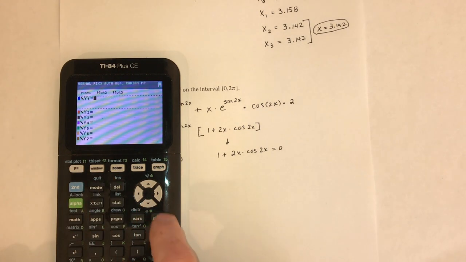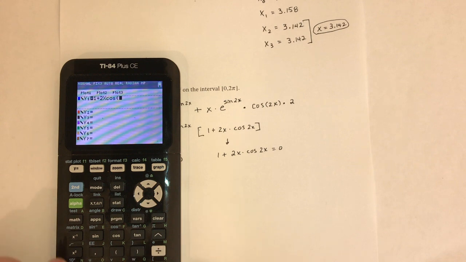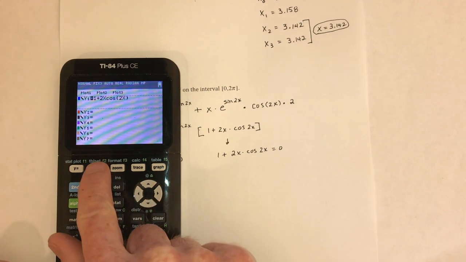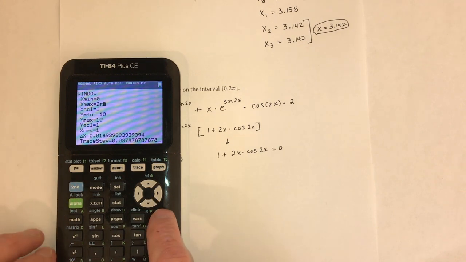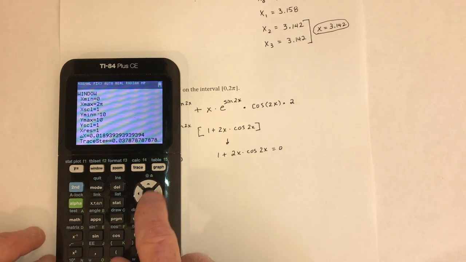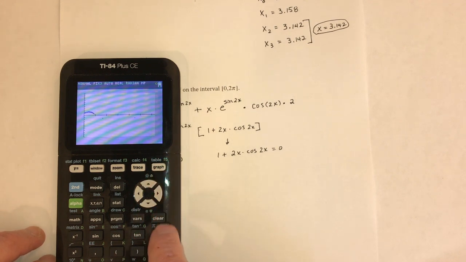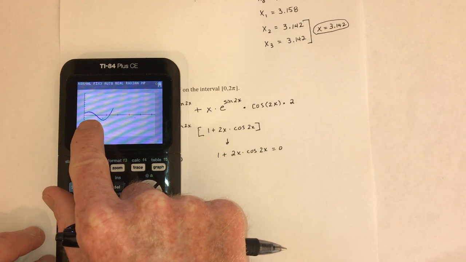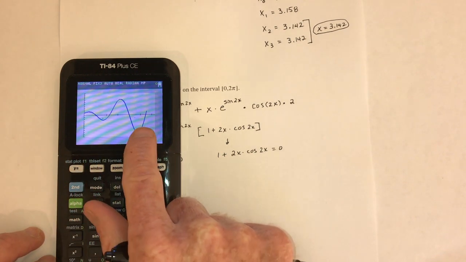So when does 1 plus 2x cosine of 2x equal 0? And I need to change the window to go from 0 to 2 pi. And the y values don't really matter, negative 10 to 10, because all I need to see is the x-axis. So there's one answer, two answers, 3, and 4.